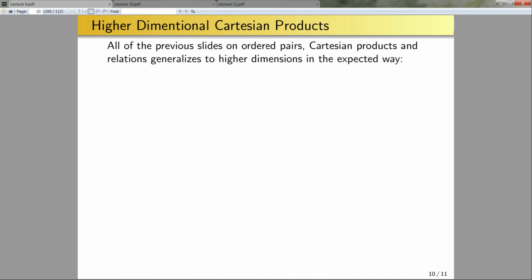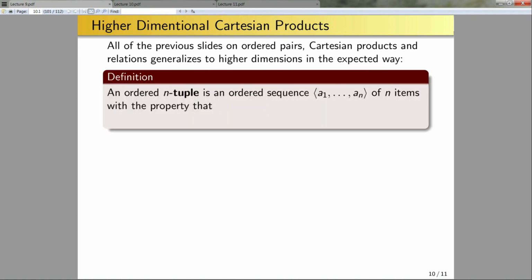All of the work on the previous slides on ordered pairs, Cartesian products, and relations generalizes to higher dimensions in the way that you would expect. So explicitly, an ordered n-tuple is simply going to be an ordered sequence, a1, a2, a3, of n items with the property that two n-tuples are equal if and only if their components are equal for all of the components. So mathematically, we can state what I just said in words as the statement here. So to be concrete, in R3, I could talk about x, y, z, and 2 points are equal if and only if they have the same x, y, and z components.